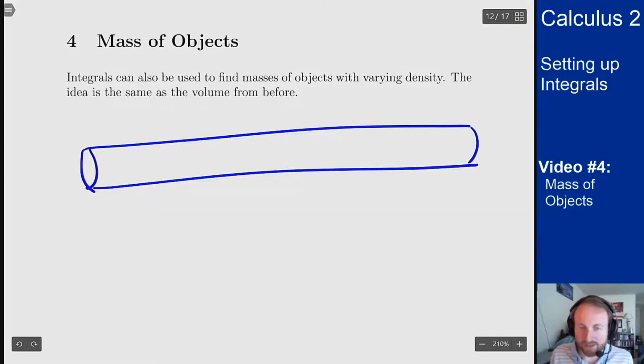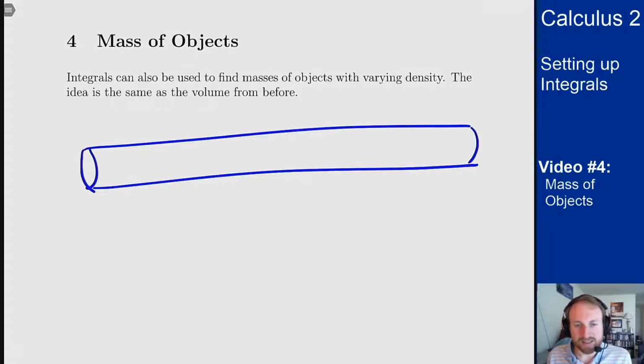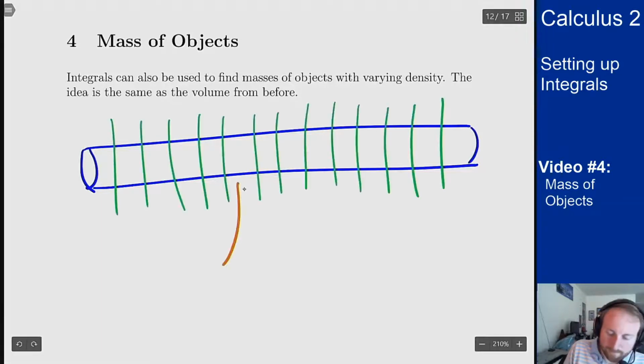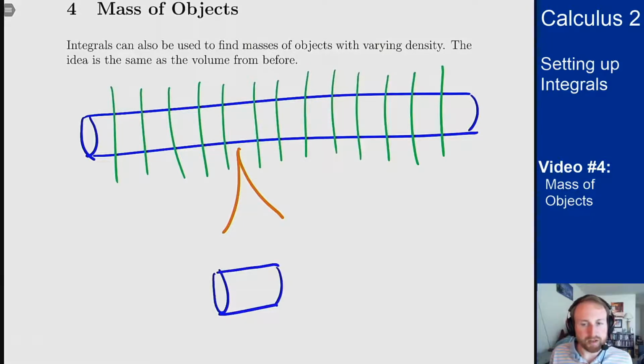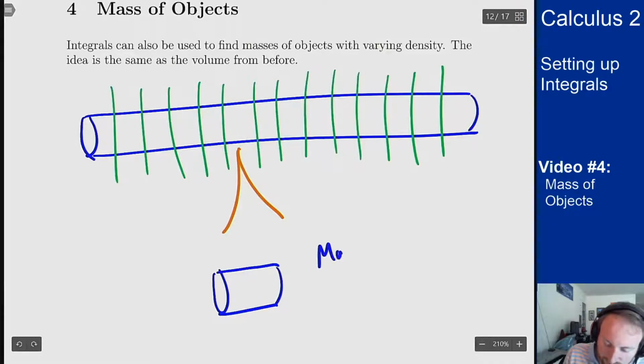So our idea here is to, again, break this up into little pieces and then approximate the mass in each little piece and then add those up to get the total mass of the object. So I can chop this into pieces. If I look at one of these, I want to find the mass of this little piece here. Now, if the density of the actual rod is varying across the length, the density of this piece is also not going to be constant. However, because it's a small piece, we can approximate it by assuming that it is constant. And so in that case, the mass should be the density of the piece times the length delta x.